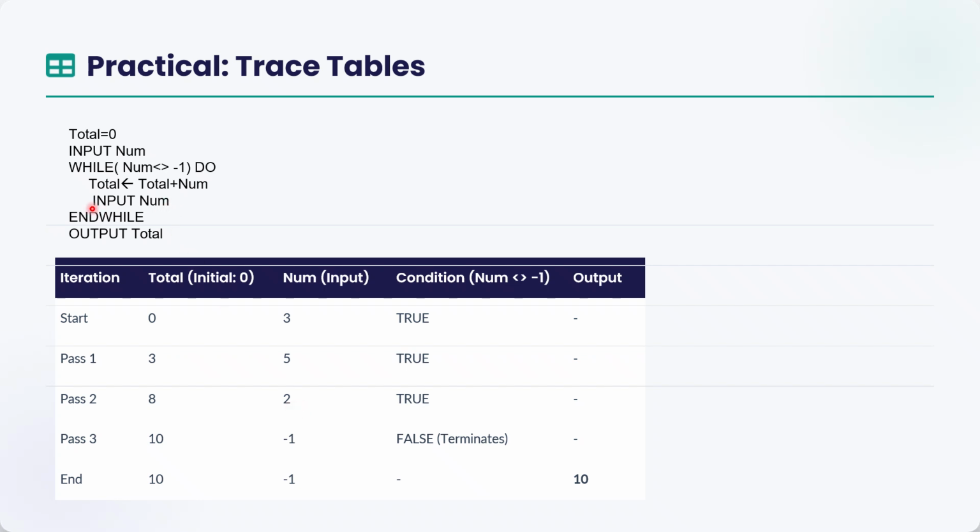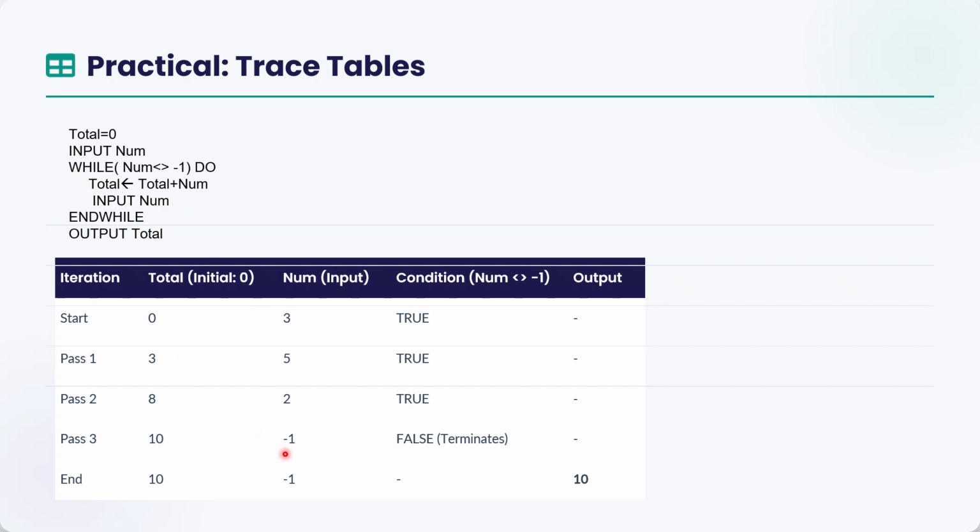On entering 2, it will again move to the condition, check whether 2 is not equals to -1. Yes, the condition is true. And on being true, it will then move on to the next line, that is total, which holds the value 8 previously. 2 will be added to total, 8, and the value of total is now 10. And this time it moves to the next line again.